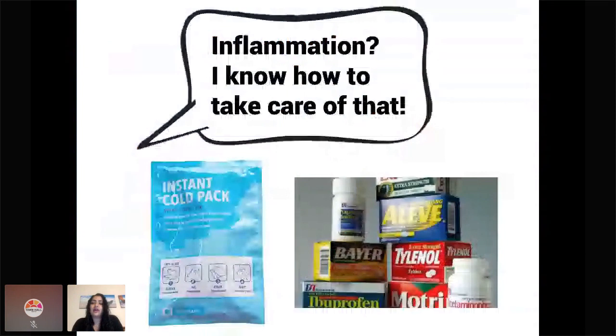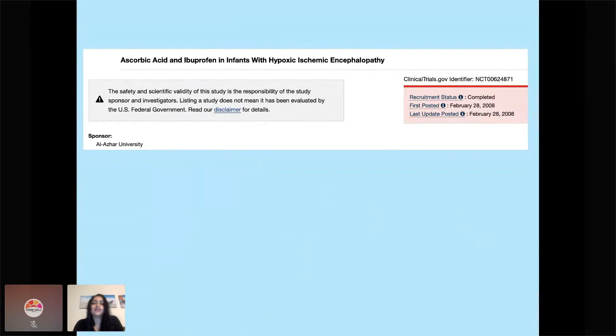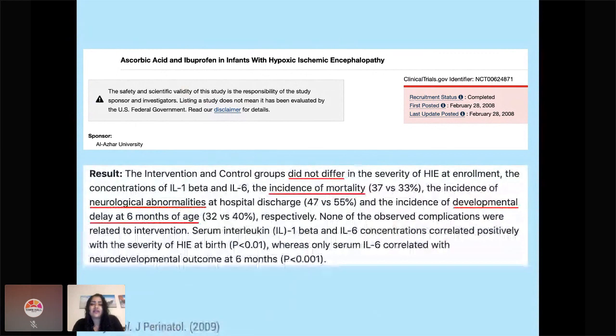So reaching back into our anti-inflammation toolkit, you might be wondering if anyone's tried anti-inflammatory medication. And while it's not the standard of care, this has been investigated in clinical trials. So here's a clinical trial from 2008 that treated babies with this brain disease with a combination of ibuprofen, which is Advil, and ascorbic acid, which is vitamin C. The results of this study showed that there was no effect of treating babies with these two anti-inflammatory medications. It didn't change the rate of death or the development of brain damage.